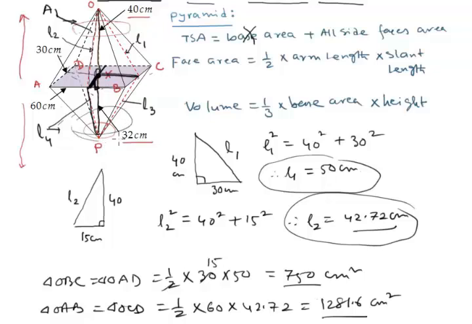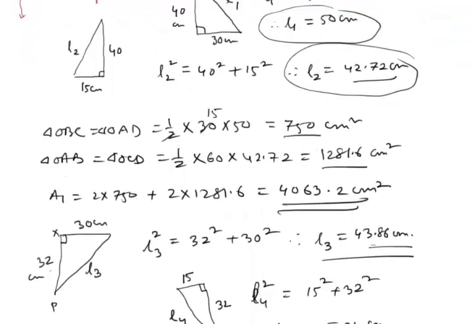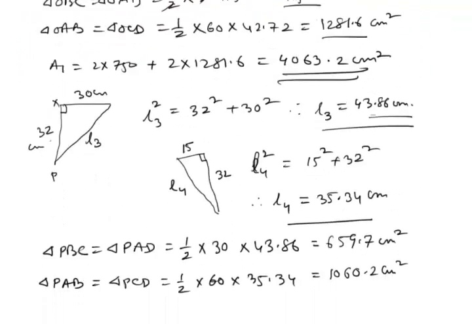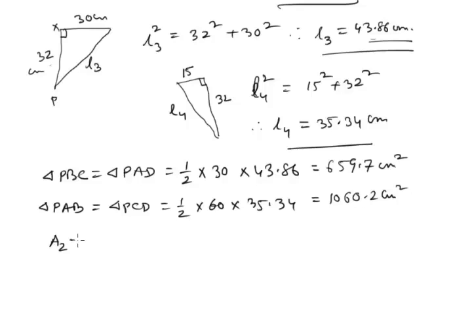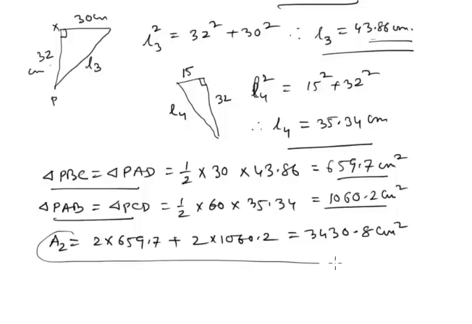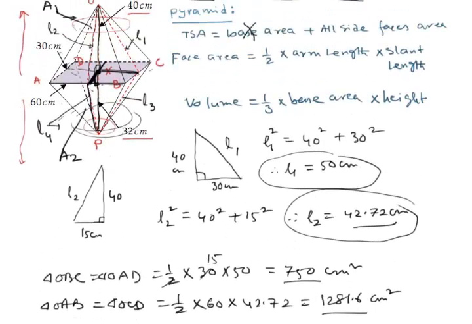Now we need to calculate the total surface area of the four faces. If we consider this four faces surface area as A2, then A2 equals 2 times 659.7 plus 2 times 1060.2. If we do this calculation, this surface area will be 3430.8 centimeter square. So now we got the bottom pyramid's four faces area.